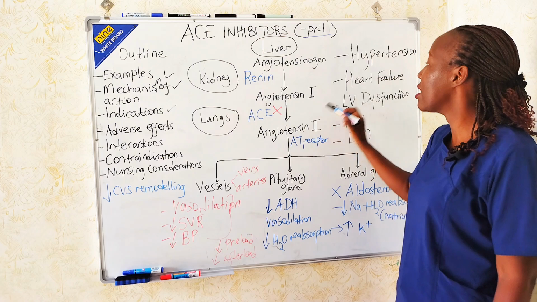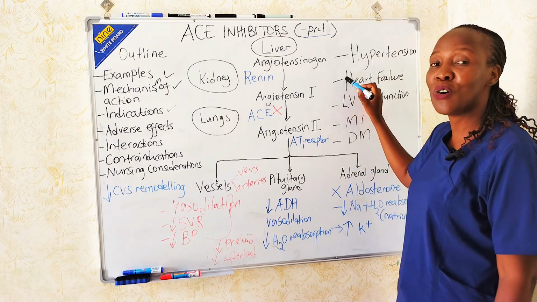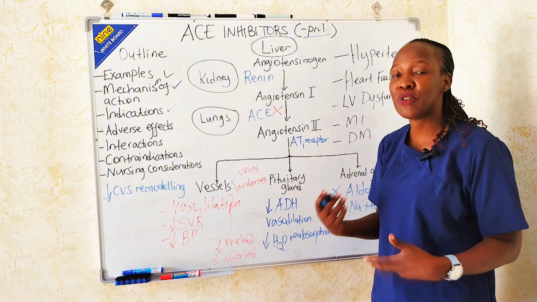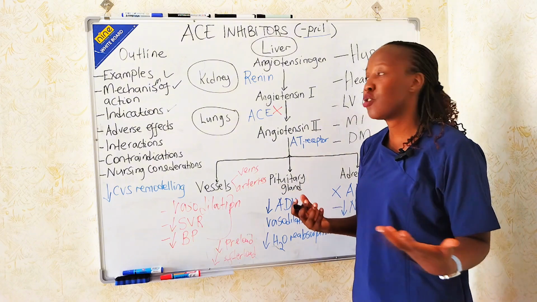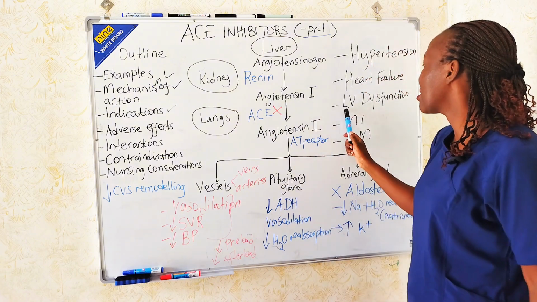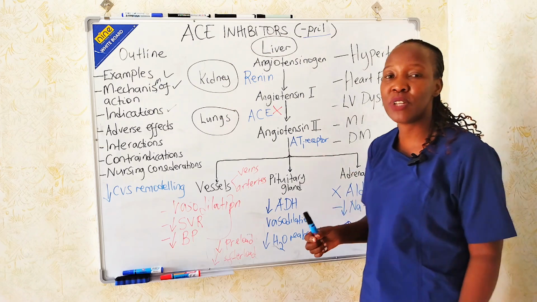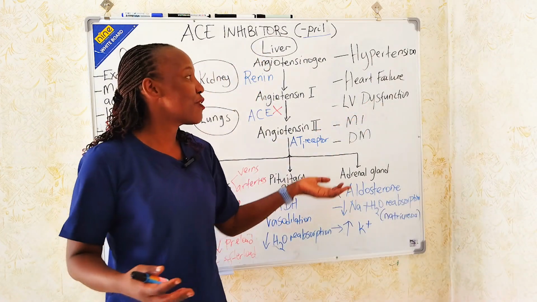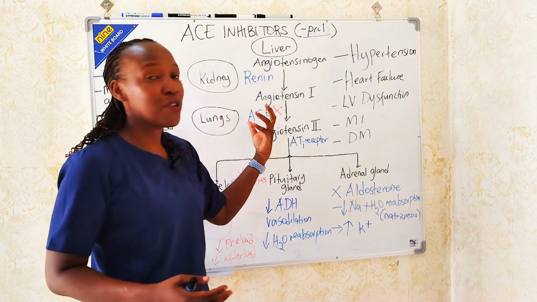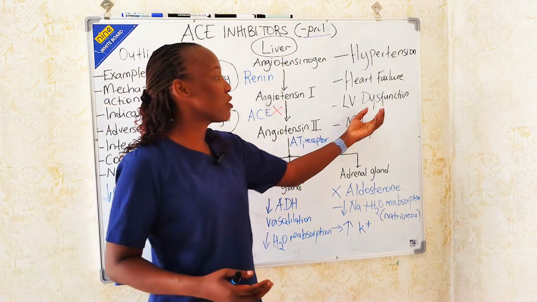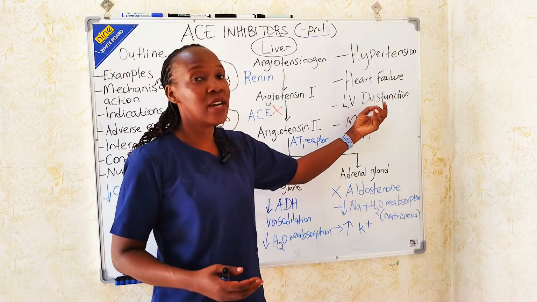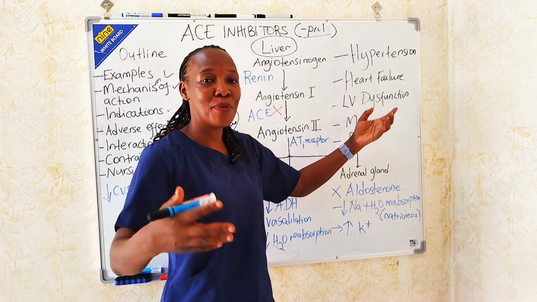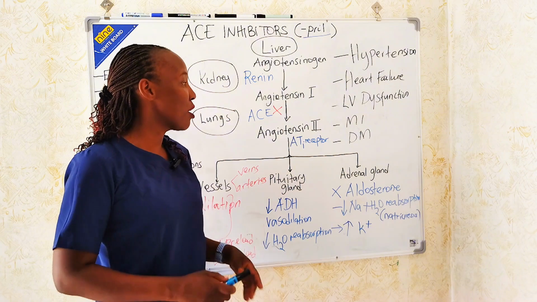So when we block ACE, we are going to slow down the remodeling of the heart. In other words, we are going to slow down the progression of the disease, which also brings us to left ventricular dysfunction. Patients with left ventricular dysfunction, even in the absence of heart failure, benefit from ACE inhibitors because there's going to be a slowing down of cardiac remodeling. So the heart chambers tend to stay healthier for a lot longer.